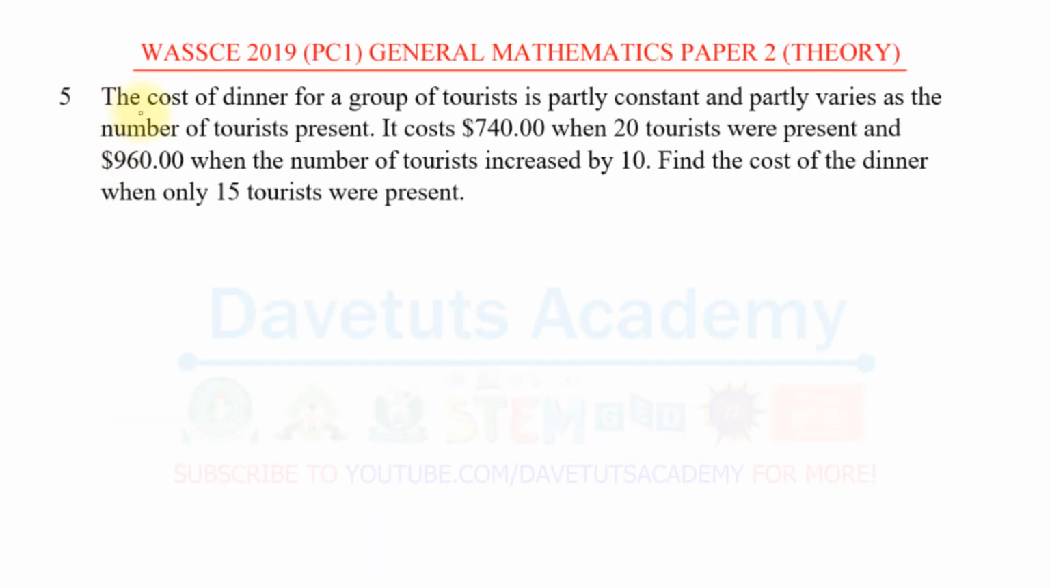In this question, we're told that the cost of dinner for a group of tourists is partly constant and partly varies as the number of tourists present. Now, it cost $740 when 20 tourists were present, and $960 when the number of tourists increased by 10. Note that it is increased by 10, okay? So we have to find the cost of the dinner when only 15 tourists were present.